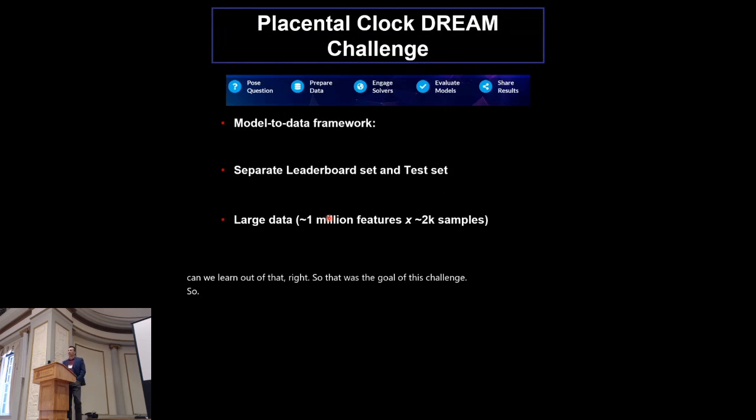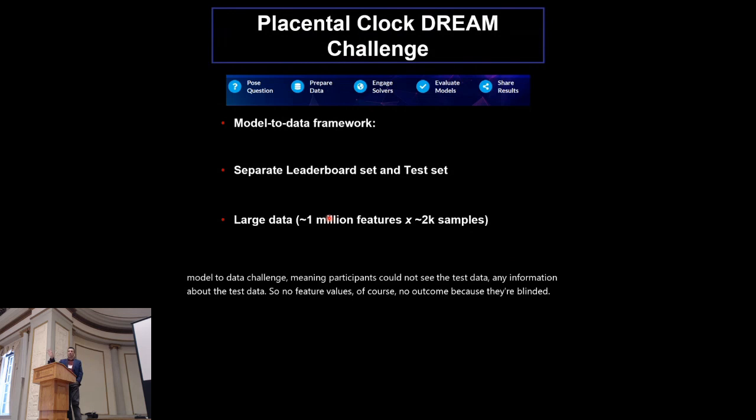We formulated this as a DREAM challenge for the advantages that by now people that participate in DREAM are aware of. From some point of view, we organized this challenge in the most strict way possible, and these are the three key features. So this was a model-to-data challenge, meaning participants could not see the test data, any information about the test data. So no feature values, of course no outcome, because they were blinded to that.